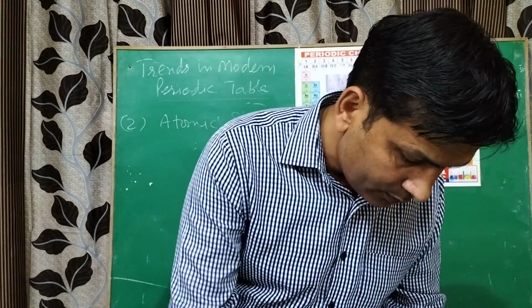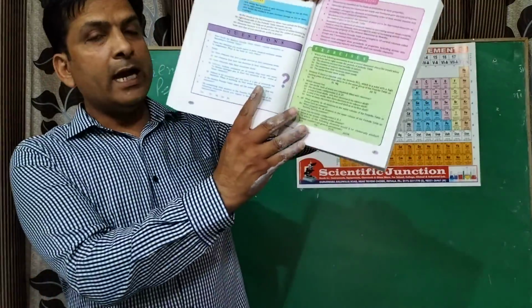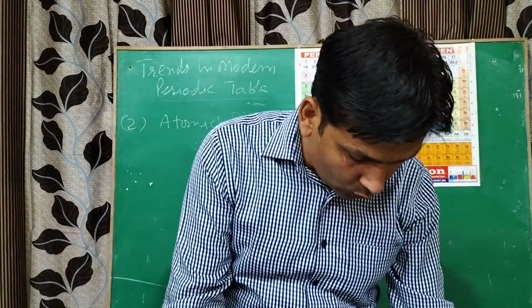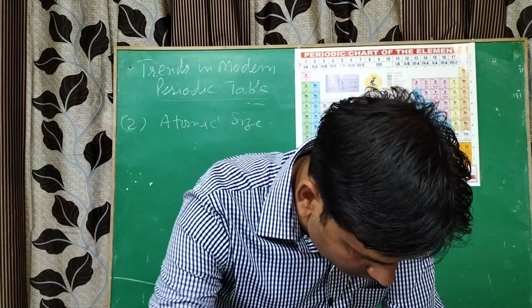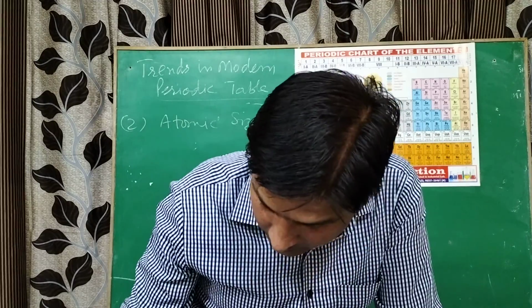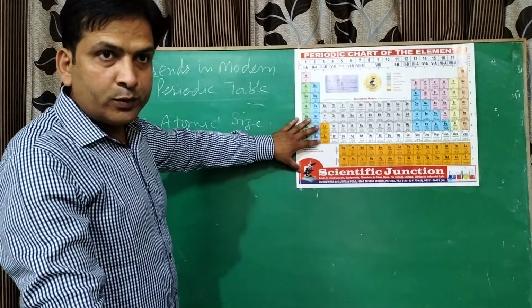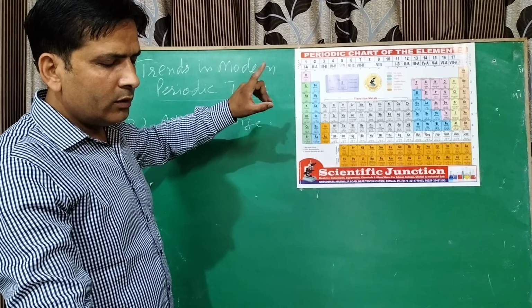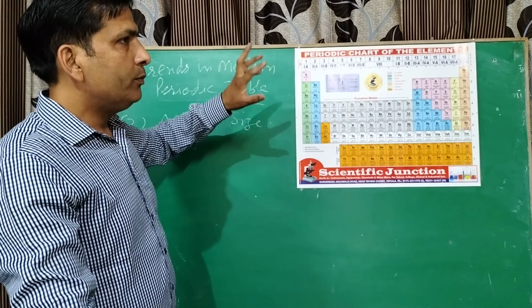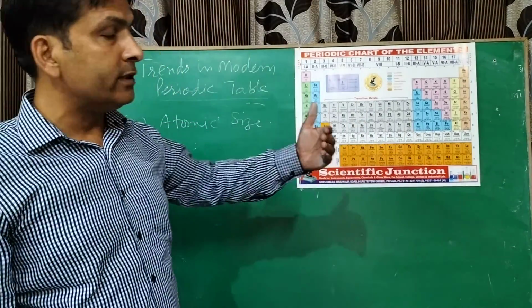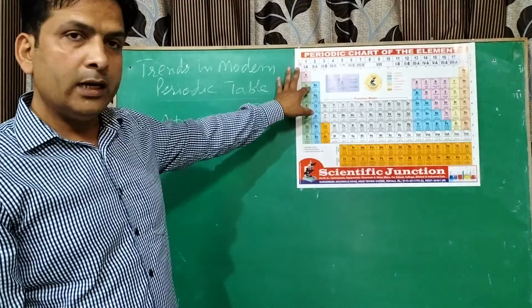Now let's discuss some questions given at the end of the chapter. Question number 1: how could the modern periodic table remove the various anomalies of Mendeleev's periodic table? I have already discussed the position of hydrogen, the position of isotopes, and another anomaly, the wrong arrangement where Mendeleev placed cobalt before nickel. These anomalies were all removed. This is the answer I have already given you.